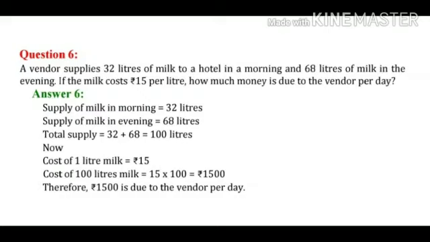So the cost of 1 liter of milk is 15. Now the cost of 100 liters of milk is 15 into 100, and we will get our answer. Therefore, rupees 1500 is due to the vendor per day.